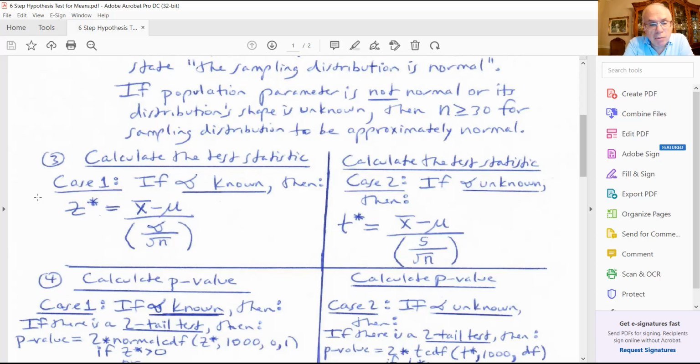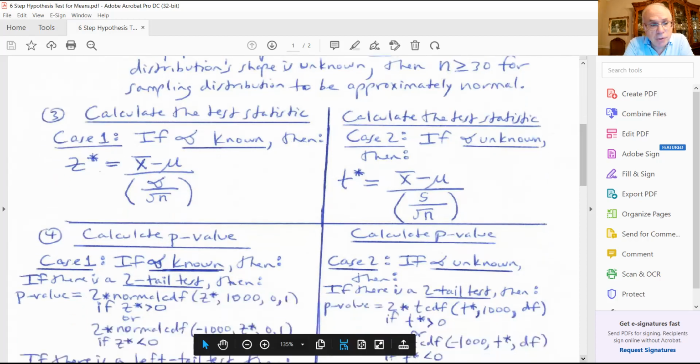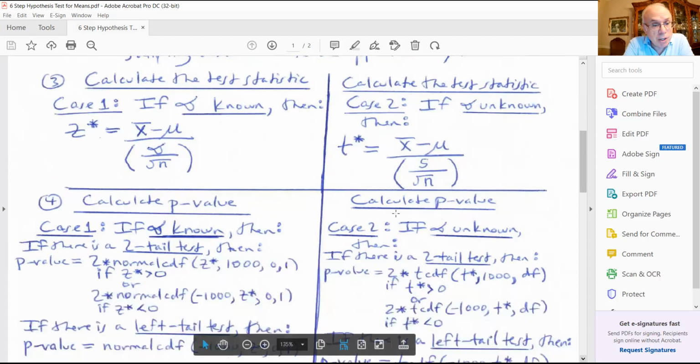All right, so if it is known, then we're going to use the Z statistic, just like we use a Z statistic for hypothesis tests for proportions. Let's just look at the left side here, if we do know sigma, calculate Z. Then we plot our standard normal curve, and we plot the Z statistic, Z star, along the curve somewhere. And then we determine if it's a left tail test, right tail test, or two tail test, just like we did in StatQ.